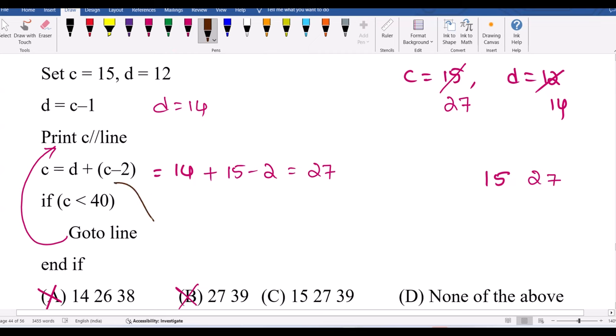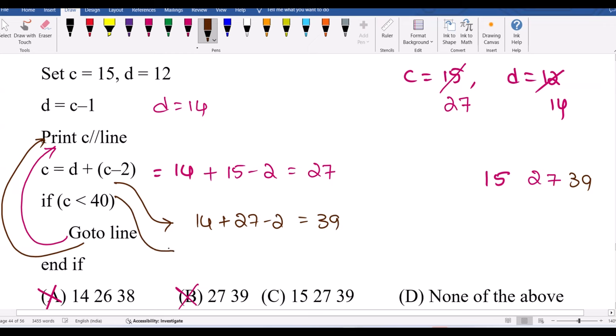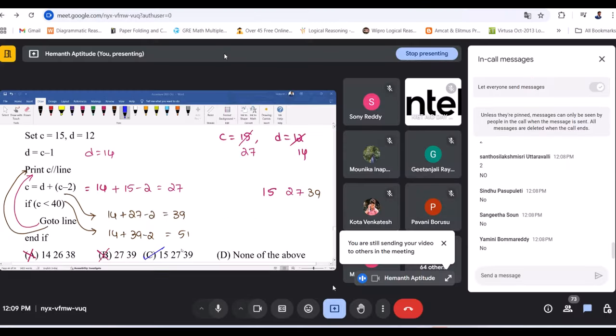Now again, I need to repeat this step. What is this step? D, 14 only. C is 27. So 41 minus 2, 39, this is still less. Again, I need to go and print it. 39 will be printed. Now next time, if you go for this C value, we got 14 plus 39, 53. 53 minus 2, it's 51. So C less than 40 is not satisfied. We have to end if. That's it. There are no more steps. We need to stop. We can go for option C. So 15, 27, 39, this type of easy questions are available.